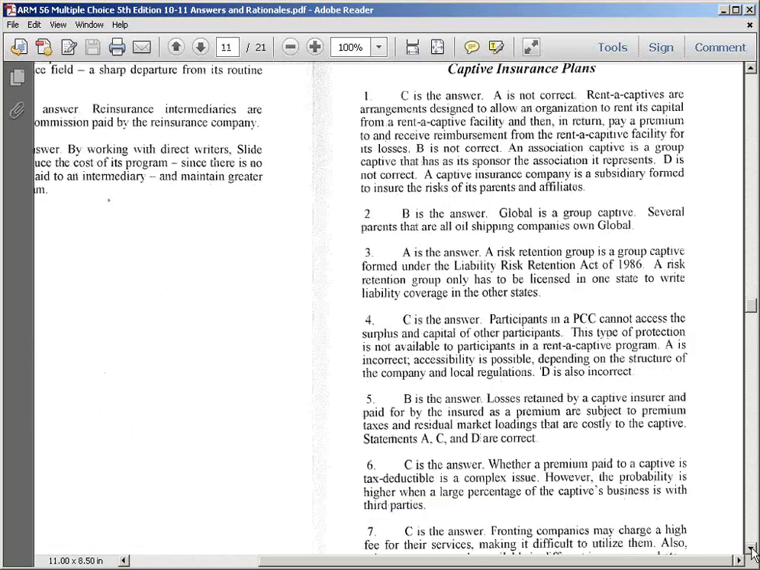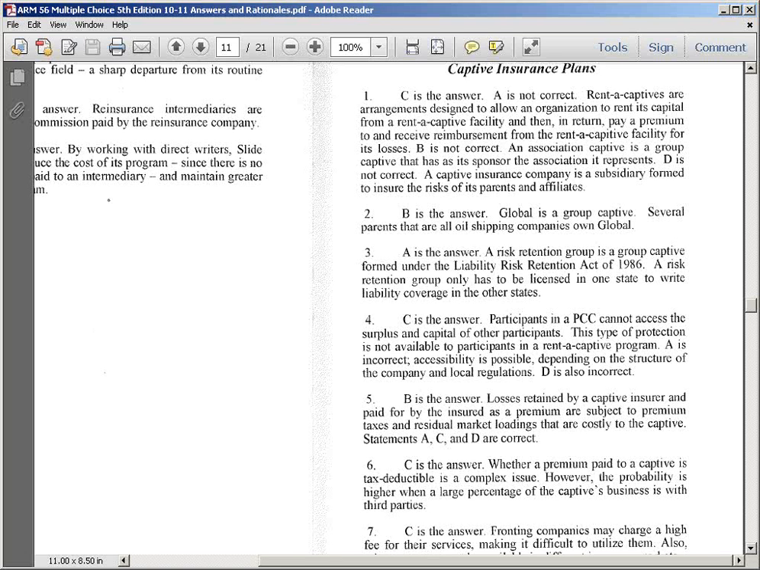Okay, so in this case, on question 1, C is the answer. A is not correct. Rent-a-captives are designed to allow an organization to rent its capital from a rent-a-captive, which obviously makes sense because of the name, right? B is not correct. An association captive is a group captive that has the sponsoring association it represents. D is not correct. A captive insurance company is a subsidiary formed to insure the risk of its parents and its affiliates. So the captive insurance company is described a bit differently.